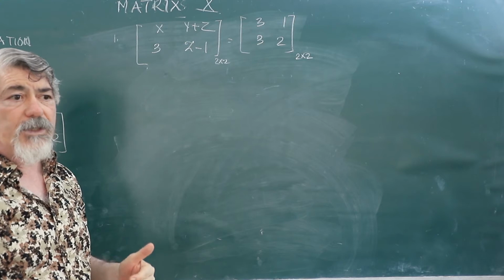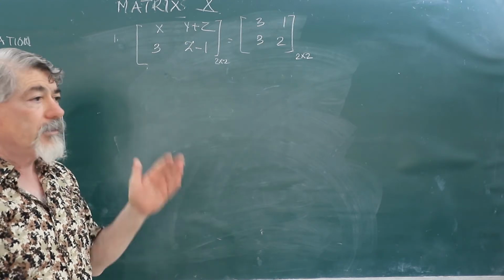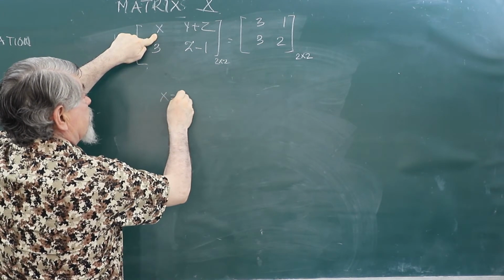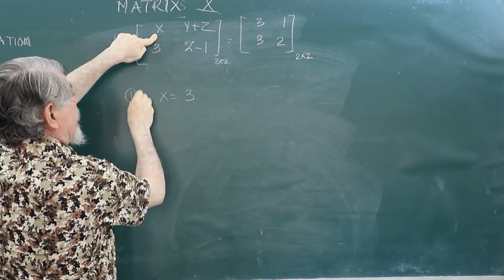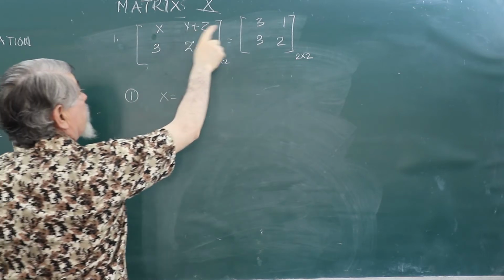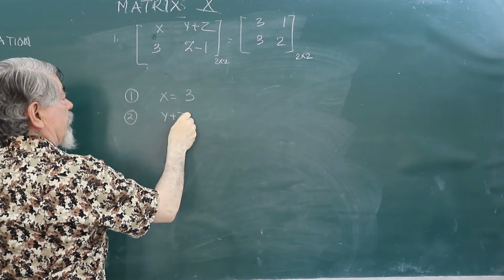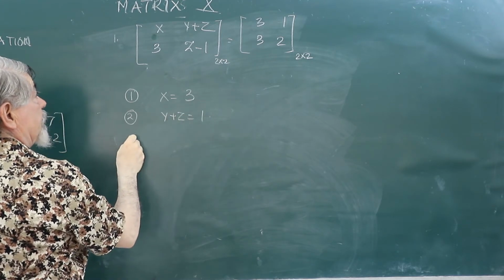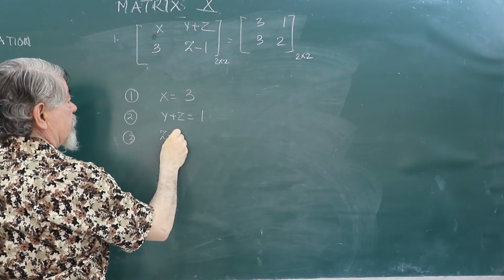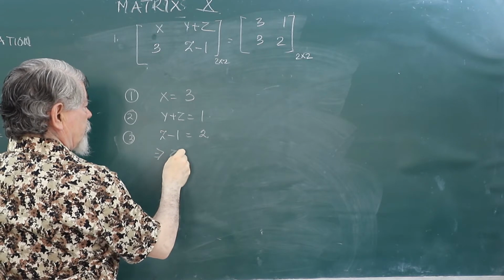For them to be equal, we need to equate their elements. The first element here is X, the first element there is 3. So X is equal to 3. We have got the value of X as 3. Now Y plus Z will be equal to 1. 3 is equal to 3, we don't need to write that. Z minus 1 is equal to 2, that will imply Z is equal to 3.